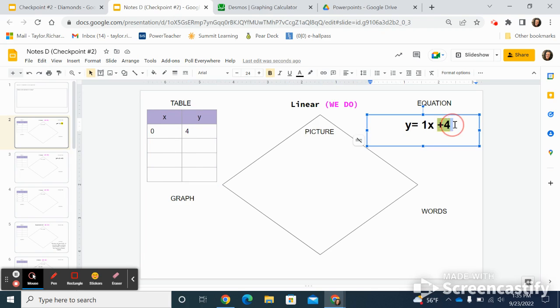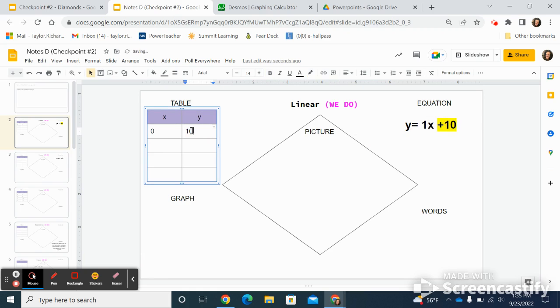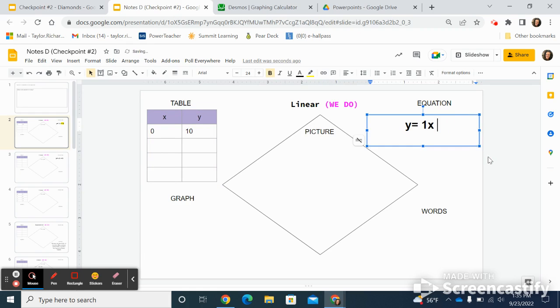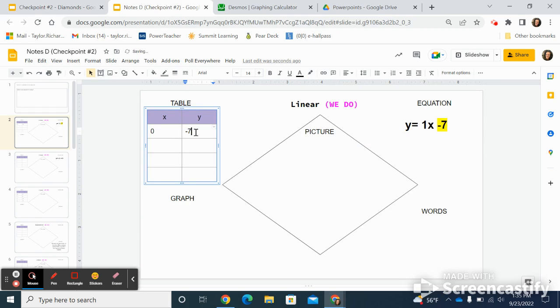So if my starting value was 10 right here, right? If I had a 10 right here, it would be 0, 10. If my starting value was -7, right? My starting value is 0, -7. Whatever this number is, that's going to be what goes in the table, but it's going to go in the y. Your x is a 0, okay? So 0, 4 is my starting value. Then you're going to fill out the rest of these x values, and it's always going to go 0, 1, 2, 3. Always, always, always, at least from my examples, 0, 1, 2, 3. Okay, so go ahead and fill that out on your table.